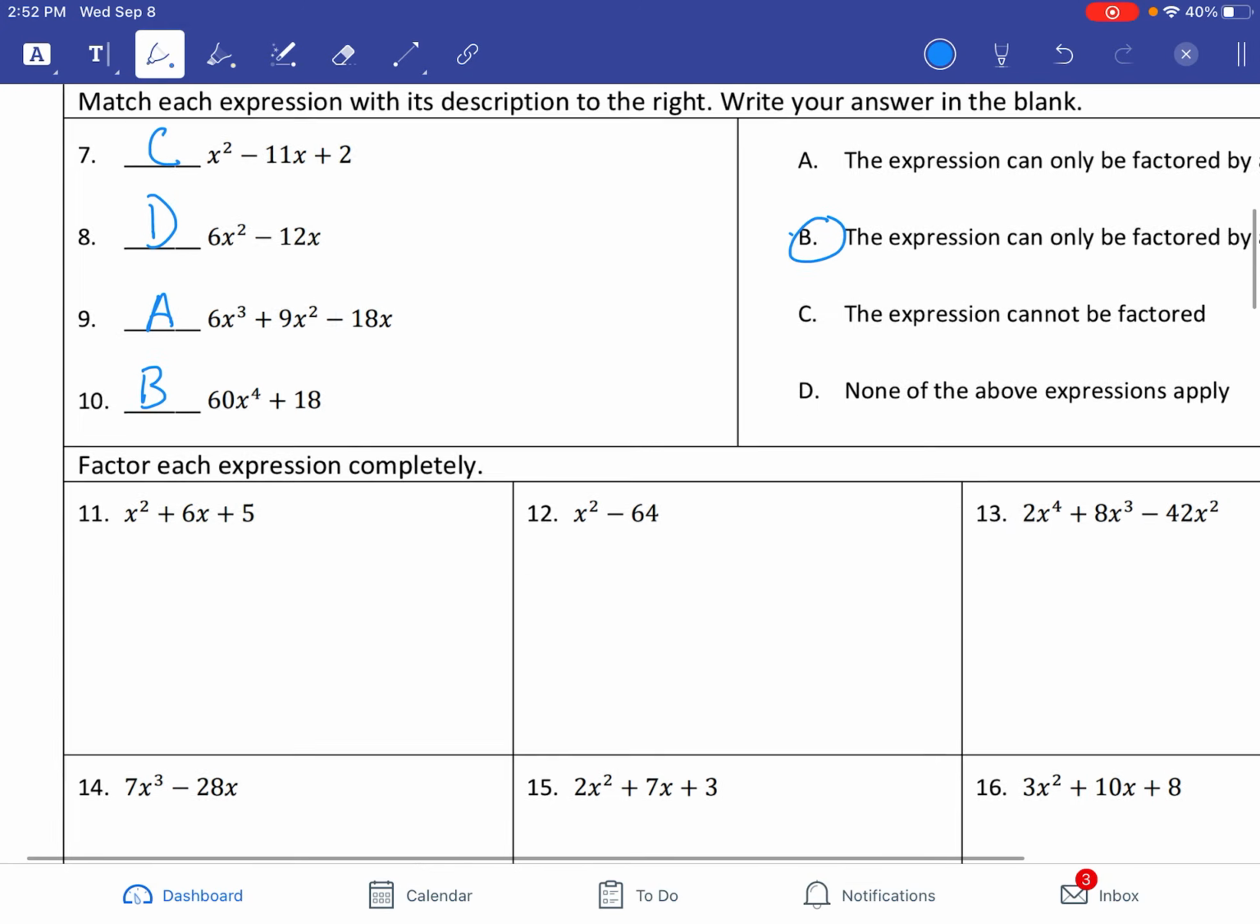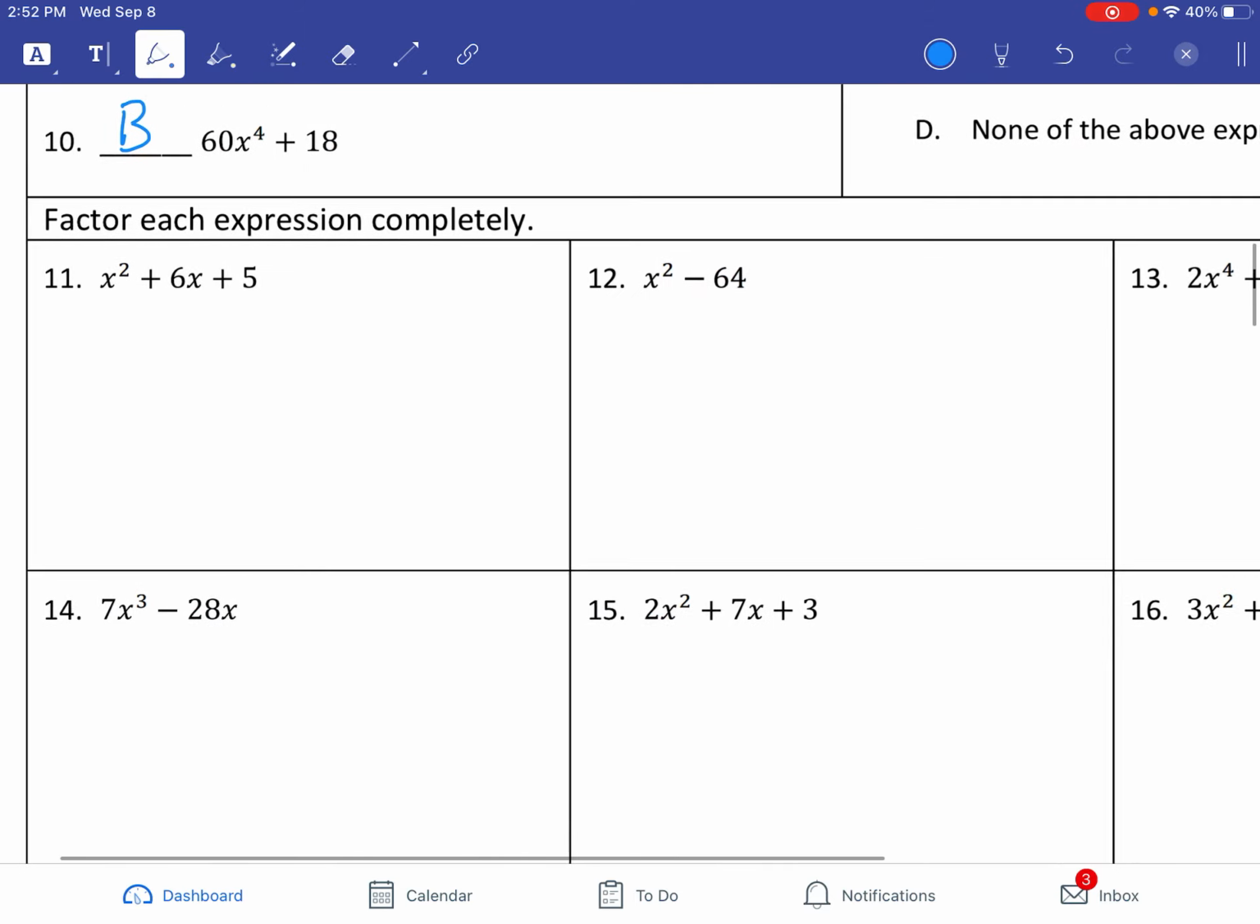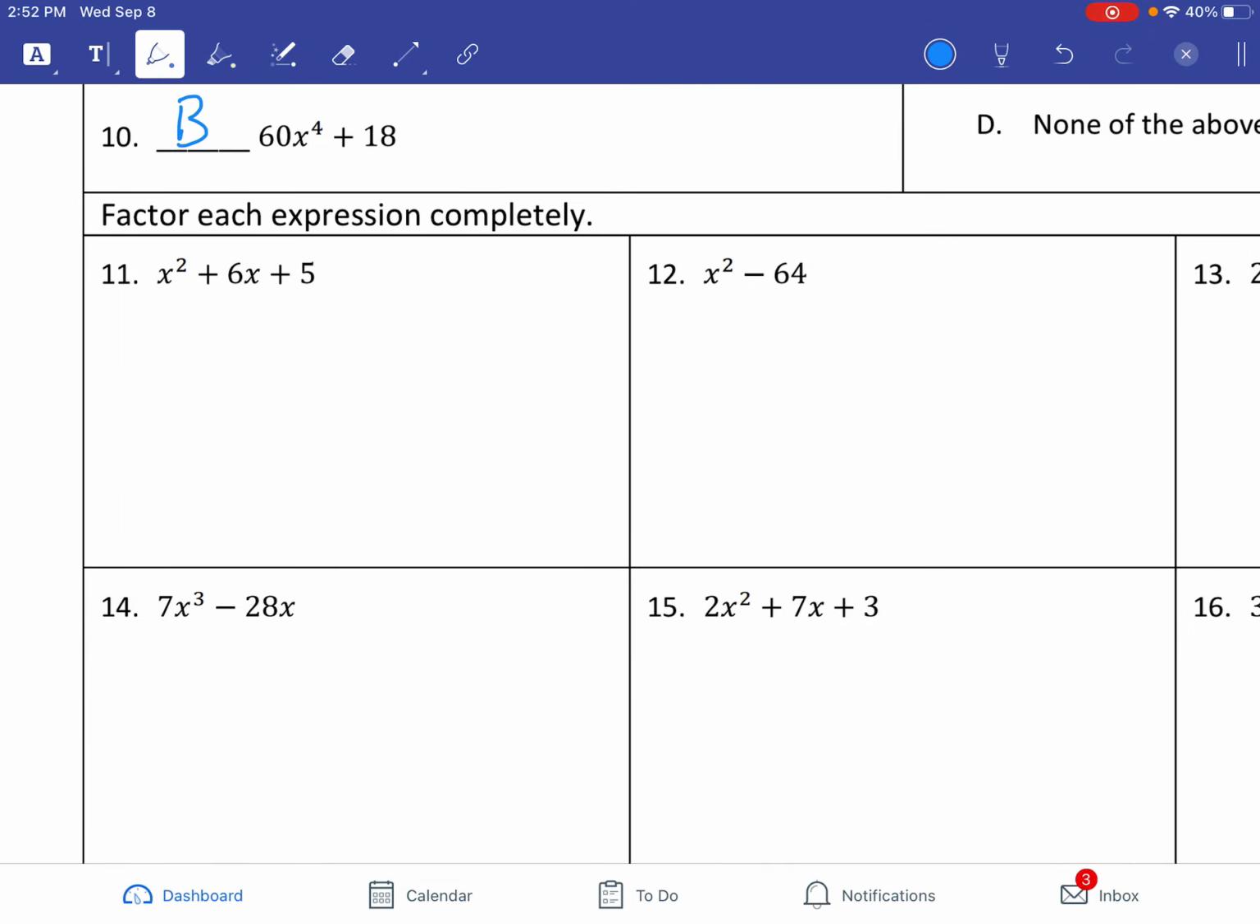All right, next, number 11. Factor each expression completely. So this is a simple factoring. This is not a solving. You're just going to factor it because it's an expression. There is no equation. Okay, so we have x and x.